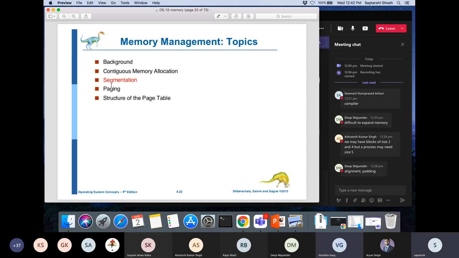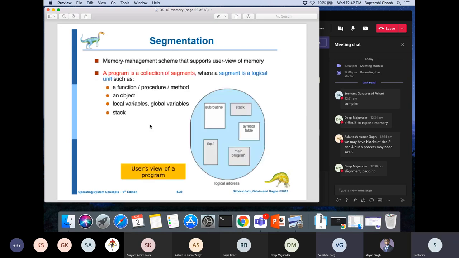So now if you see the next two topics, segmentation and paging, these are two techniques for non-contiguous allocation. Okay. Actually, paging is the more popular thing. That is what we will discuss in detail. We will briefly discuss segmentation and then go to paging.